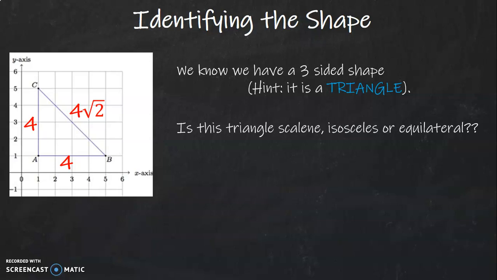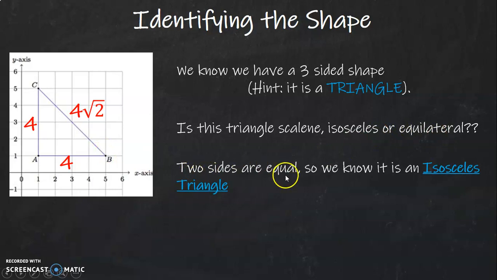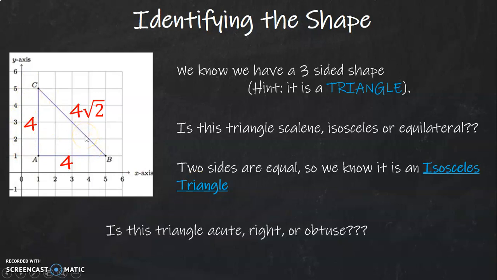So now we need to know, is it a scalene, isosceles, or equilateral triangle? So let's look at what defines these, right? Scalene, nothing's equal. That's not true. Isosceles, two sides are equal. Well, that's looking good. And then equilateral, all sides are equal. Well, that's not true. So we know that two sides are equal, so it's going to be an isosceles triangle, just by the segment lengths alone. We need not do anything else for that.